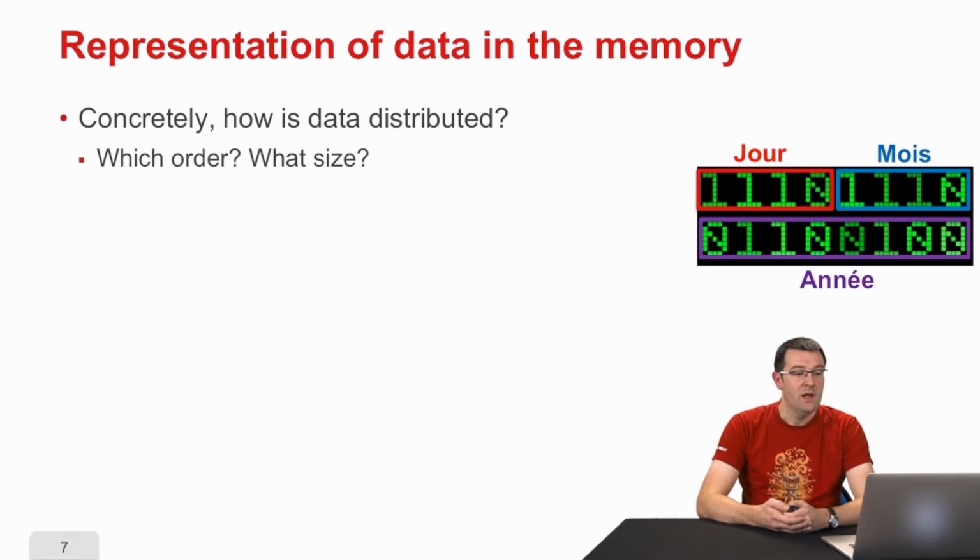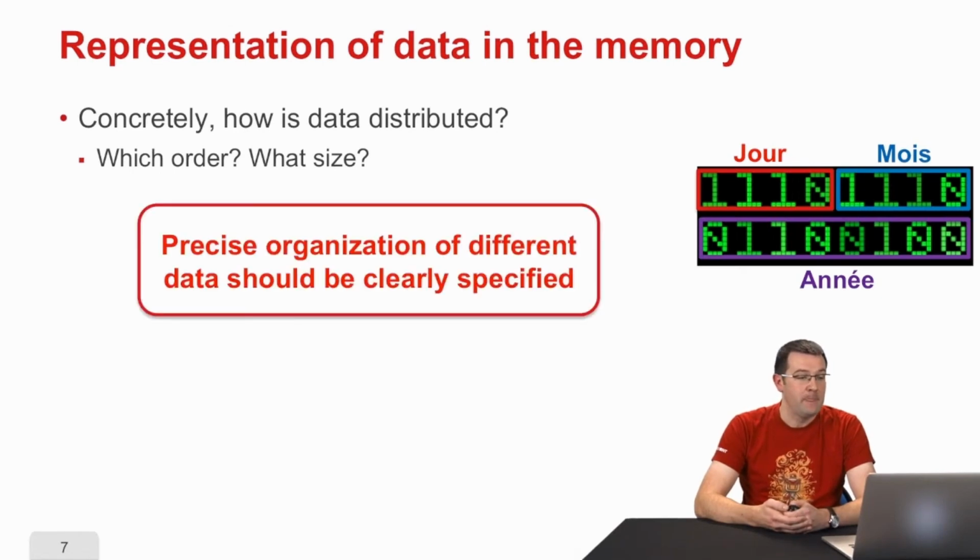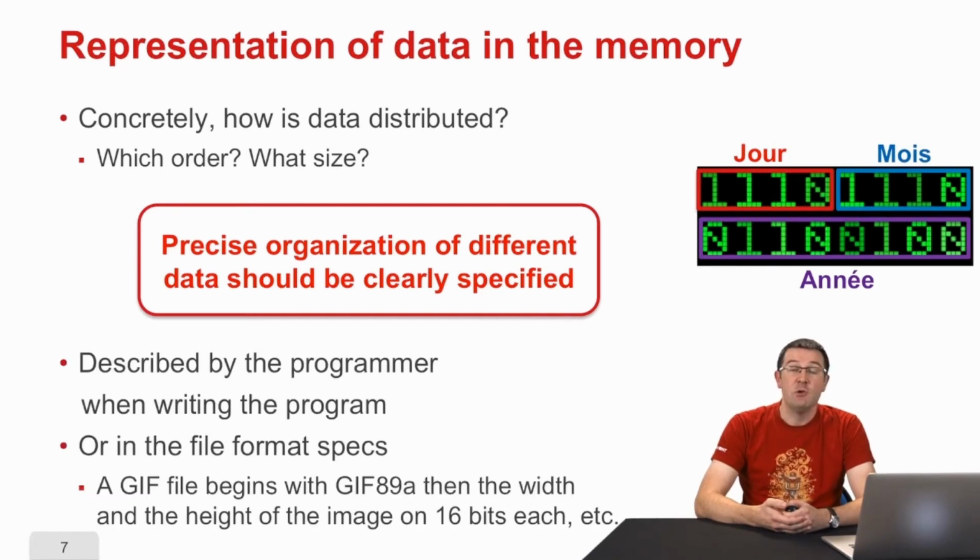All these data structures will be stored in the memory, concretely. So will they be allocated in the memory? And in which order, what size, etc. The most important now is to clearly define how to store information and where. There will be a place where we'll specify how the data is organized in the memory. The programmer is the one who will do it when writing his program.